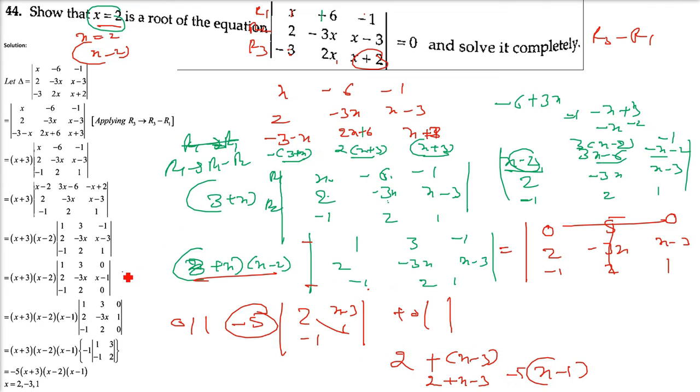What was outside? So minus 5 into x minus 1, 3 plus x and x minus 2. These are all the factors. So x equals 2, x equals minus 3, and x equals 1 is the answer.